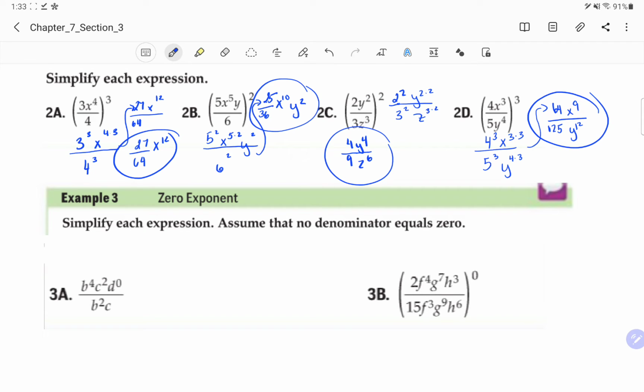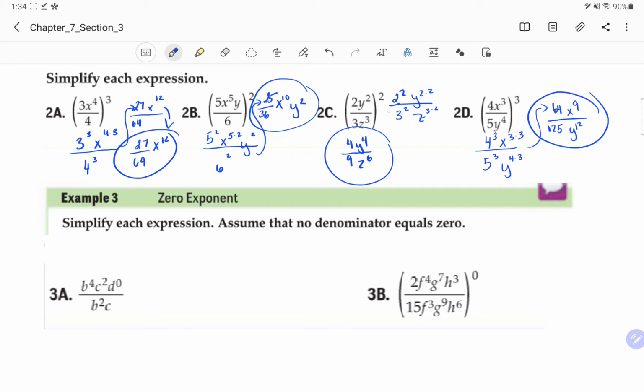Okay, so for 2a, it became 3 to the 3rd times x to the 4 times 3 over 4 to the 3rd. 3 to the 3rd is 27. 4 to the 3rd is 64. That does not reduce, so your final answer is 27 over 64, x to the 12th. Okay, same here. 5 squared times x to the 5 times 2, y to the 2nd over 6 to the 2nd. Everything got the 2. 25 over 36 does not simplify, so you get 25 over 36 times x to the 10th, y squared.